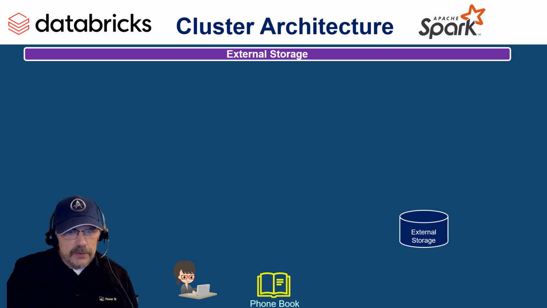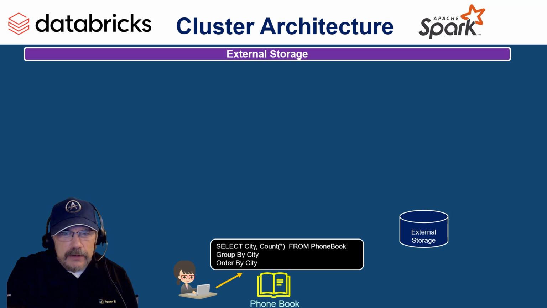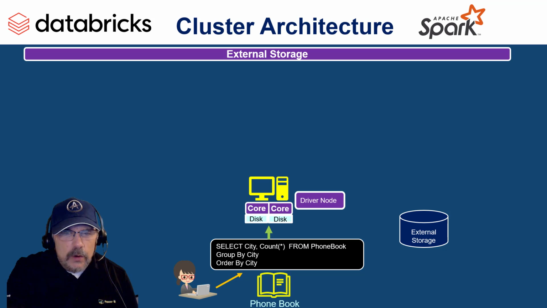It all starts with, we'll say Debbie here, who's going to query information against a phone book, which is in storage. And I want to call attention to the fact that we have external storage. So we have to consider the performance of our external storage. But Debbie here writes a query: select city and count from phone book, group by city, order by city. And what's going to happen is that query will go into the driver node.